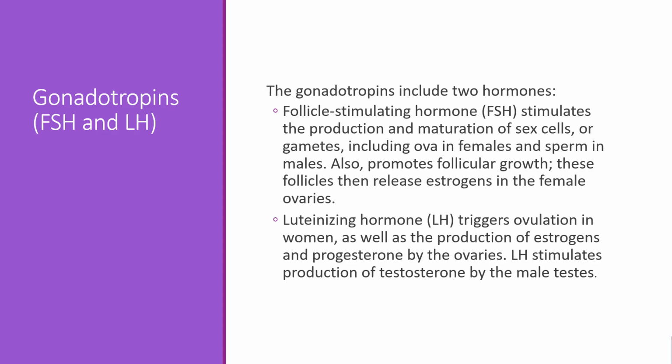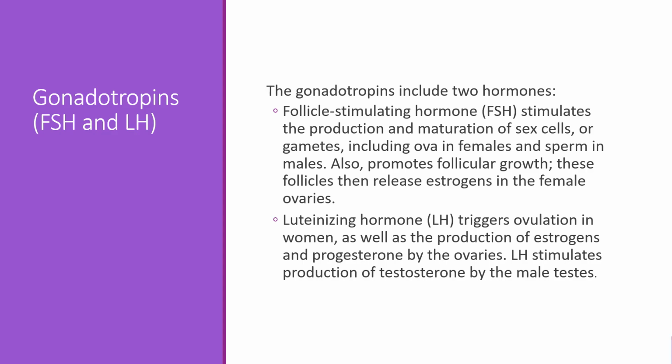Follicle-stimulating hormone, FSH. FSH is going to stimulate the production and maturation of sex cells or gametes. Follicle is a sex cell, so it stimulates the production and maturation of eggs in females and sperm in males. It also promotes follicular growth, the follicles that release estrogens in the female ovaries.